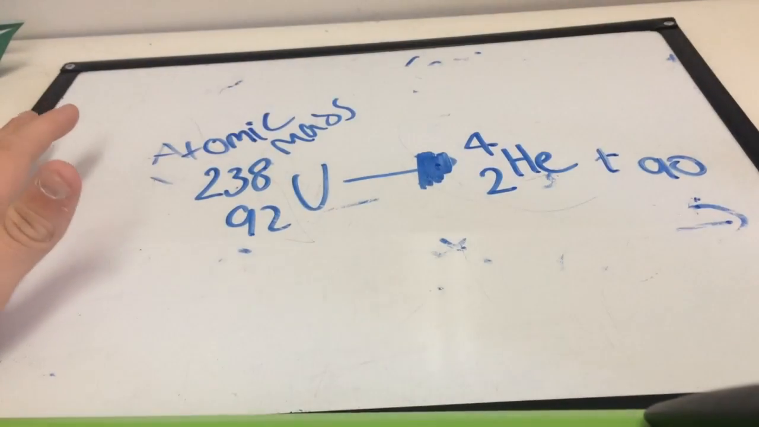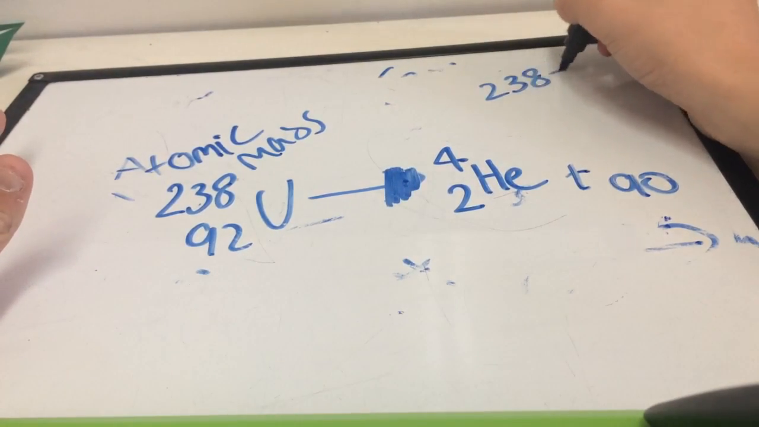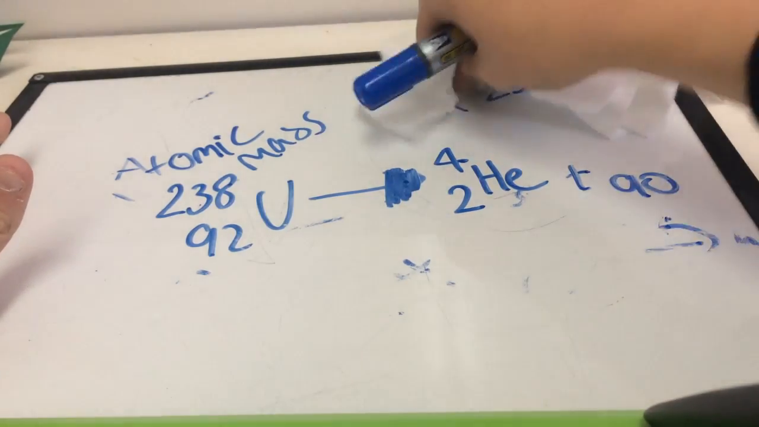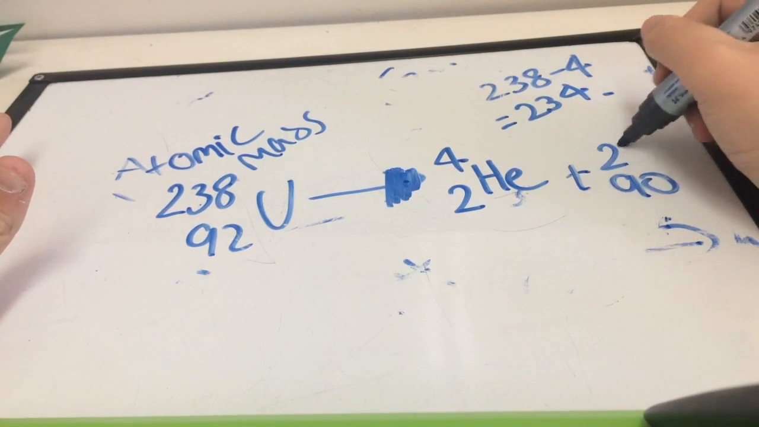Same thing. So now we need to do the same for the top number. So I'm going to do 238 minus 4, which equals, pretty obviously, 234. So that's going to be a 234.